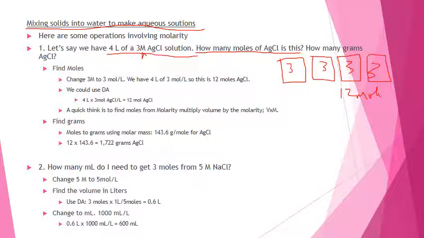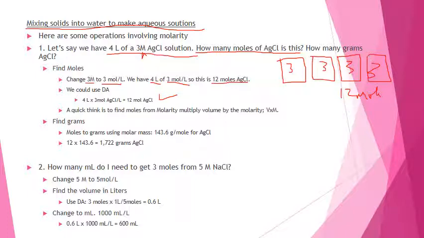Let's do the math. What you do is you change 3 molar to 3 moles per liter. Just like I said, you have 4 liters of 3 moles per liter, so you have 12 moles of AgCl. You could use dimensional analysis, but it just plain makes sense.